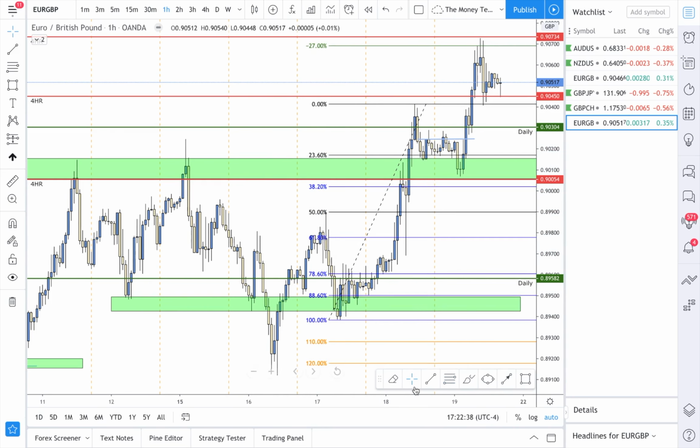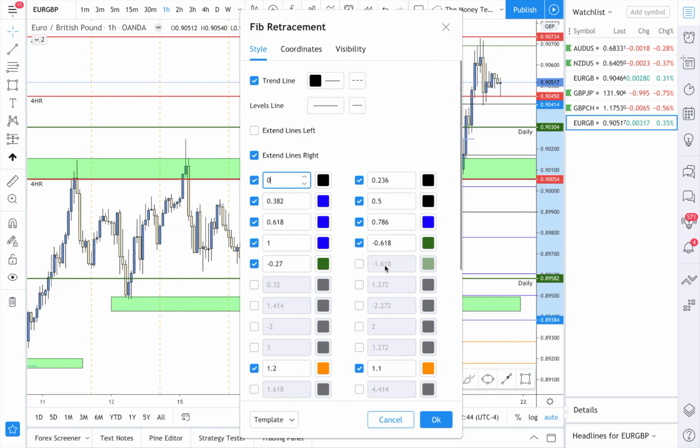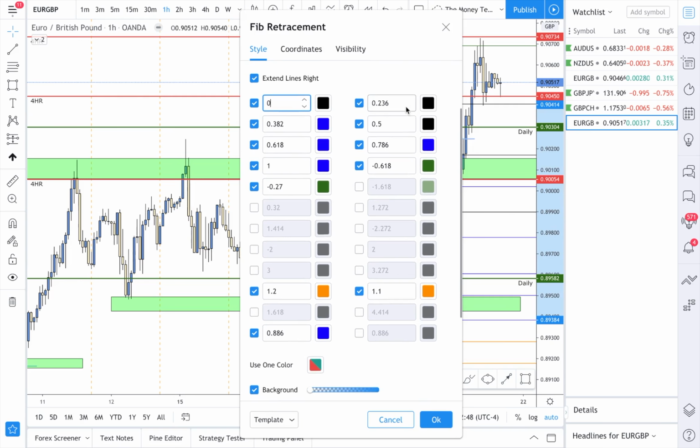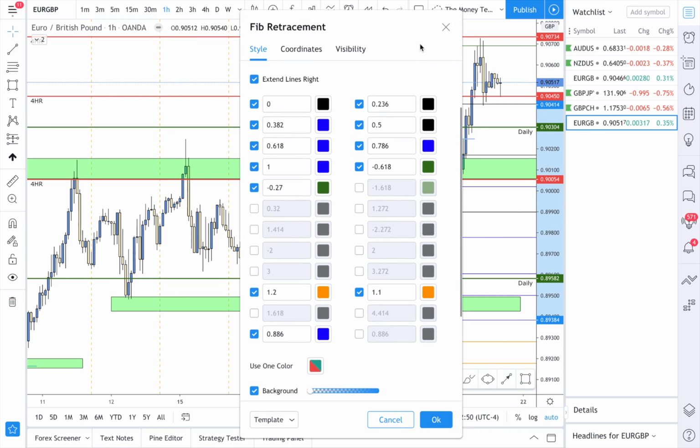I'm just putting it on there, and I'm going to go to, where is it? Just click here, settings. So those are the lines that I use, or the levels that I use. I advise you to take a picture of these. It's the ones that are checked, obviously. I advise you to take a picture of these, screenshot these, and implement them on your chart.